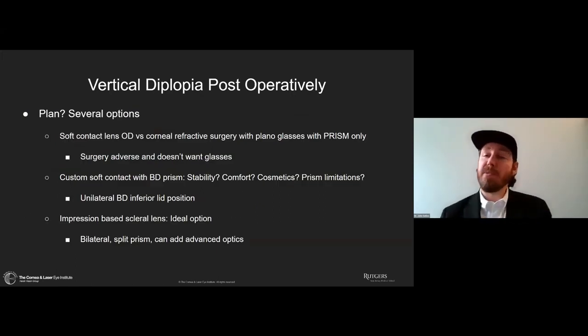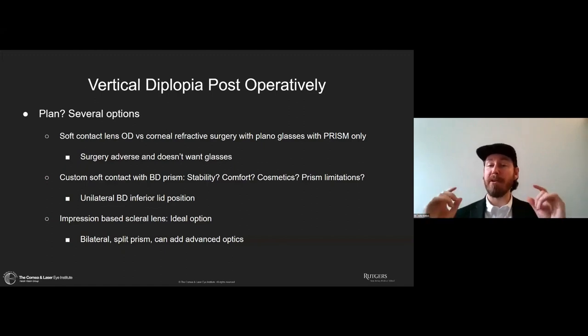When we look at this, we go, so what are our plans here? We have several options of what we could do. We could correct his anisometropia to get rid of that magnification effect with a soft lens on the right eye, or have him do some corneal refractive surgery there, and then put plano glasses with prism in them over the top.